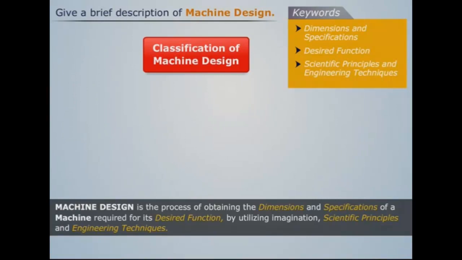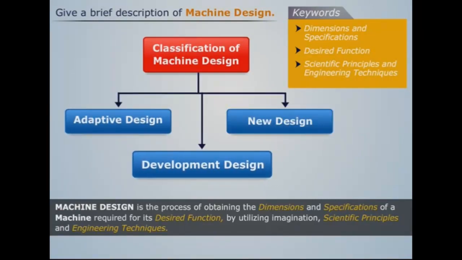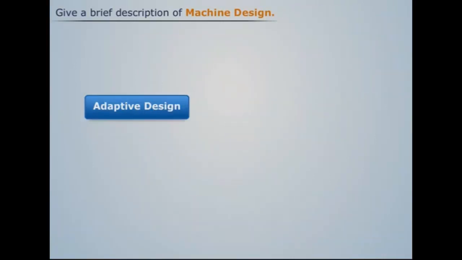Classification. Machine design can be classified as adaptive design, development design, and new design. Let us briefly discuss each of these designs. Let us start with adaptive design.